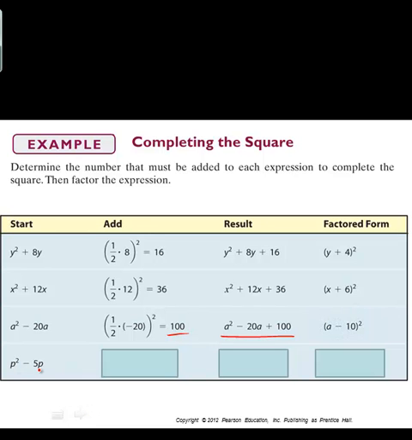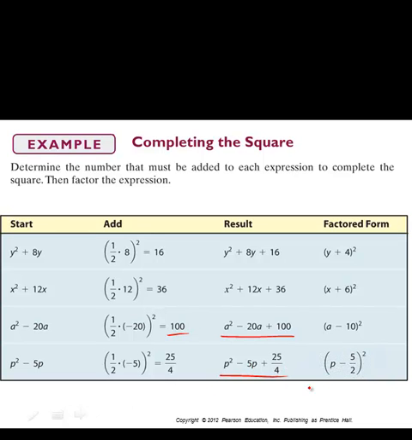Last one, folks, p squared minus 5p. Take half of negative 5, which is negative 5 halves. Squared, you get 25 fourths. So add 25 fourths to get this polynomial here. Factor it as what squared, right? It's going to be p minus 5 halves squared. The 5 halves coming from the square root of the 25 fourths, and the minus part being from this polynomial being a minus there and a plus there. All right.